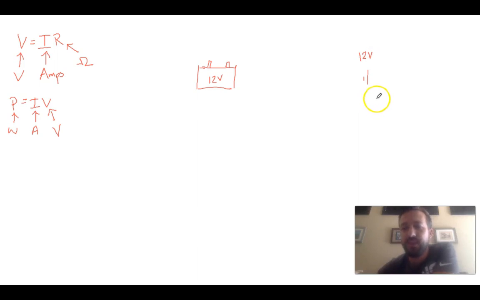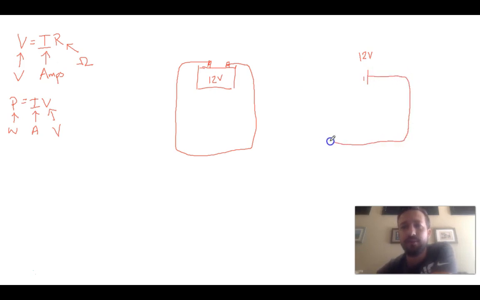12 volts. Now for a circuit, remember a circuit has to complete all the way around to be a closed circuit, and that's how we get power. So we're going to have that wire connecting from one terminal to the other terminal. And there's my battery connected to a circuit. The battery is basically the symbol for voltage. On a circuit, that's how we represent voltage.